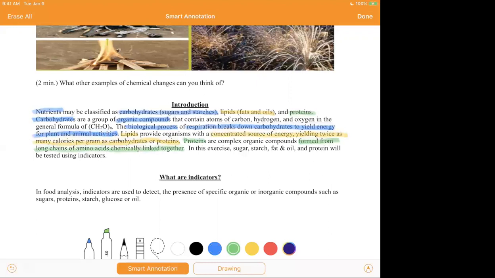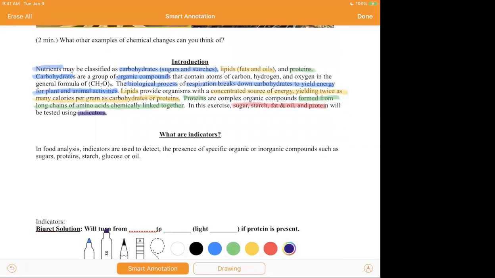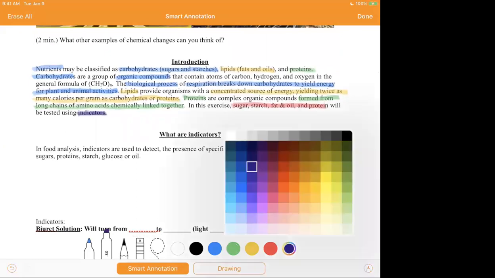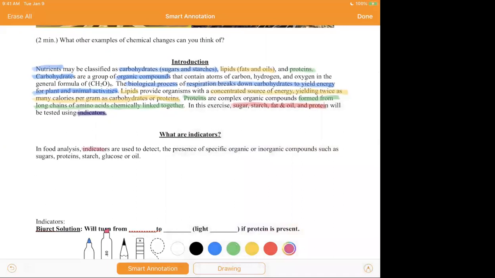In this exercise, sugar, starch, fat, oil, and protein will be tested using indicators, all right? So these are our nutrients, and then we have our indicators. So what are indicators? In food analysis, indicators are used to detect the presence of specific organic or inorganic compounds, such as sugars, protein, starch, glucose, or oil.